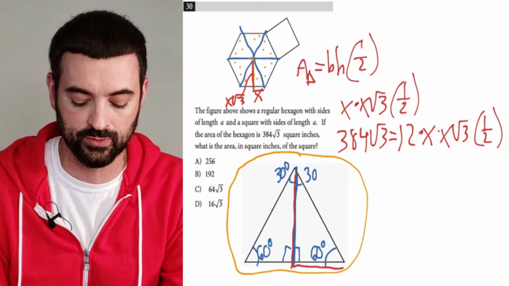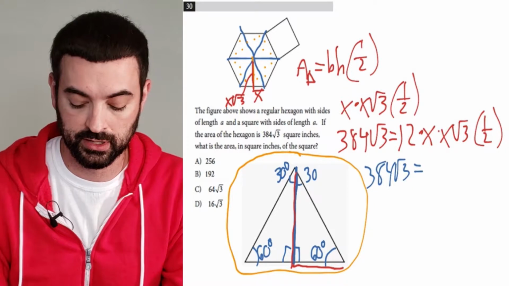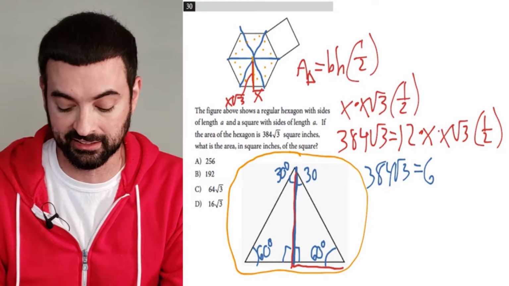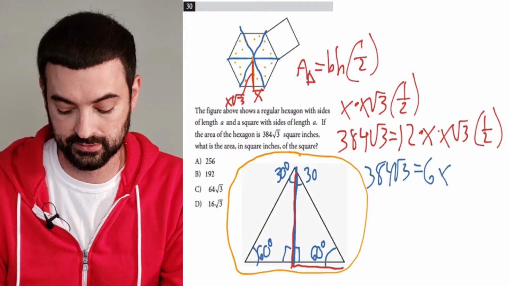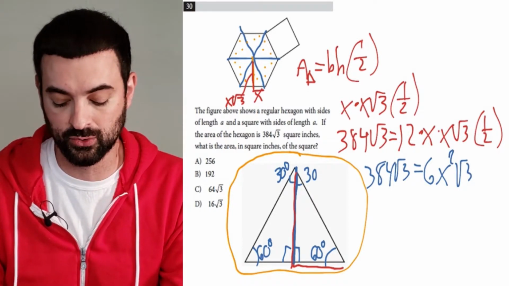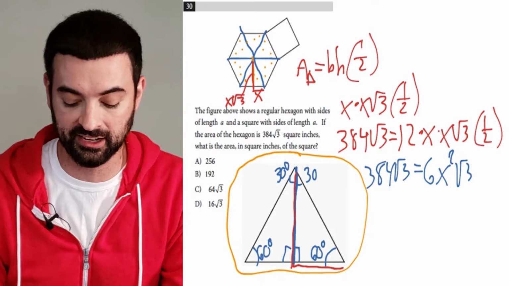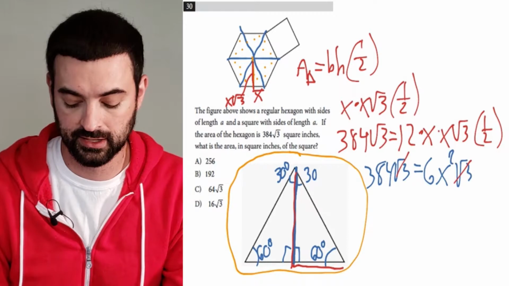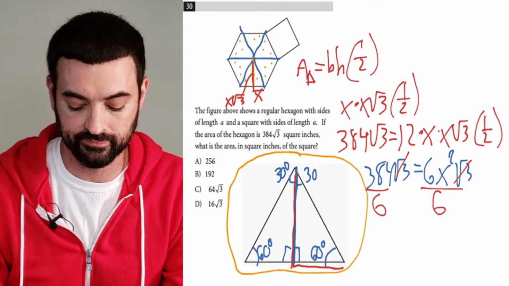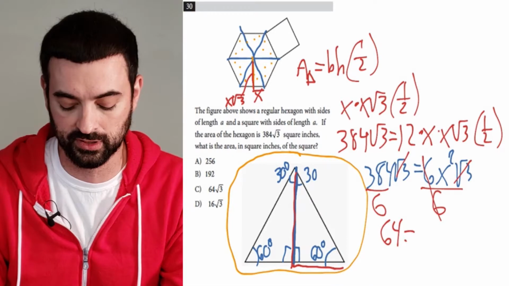So I think that we can rewrite this as 384 root 3 equals 12 times 1/2 is 6, and x times x is x squared, and root 3 is still root 3. So we have 384 root 3 equals 6x squared root 3. Now the algebra is going to get pretty easy pretty quickly. The root 3's cancel. I'm going to divide both sides by 6. And now I'm going to get that 64 equals x squared.